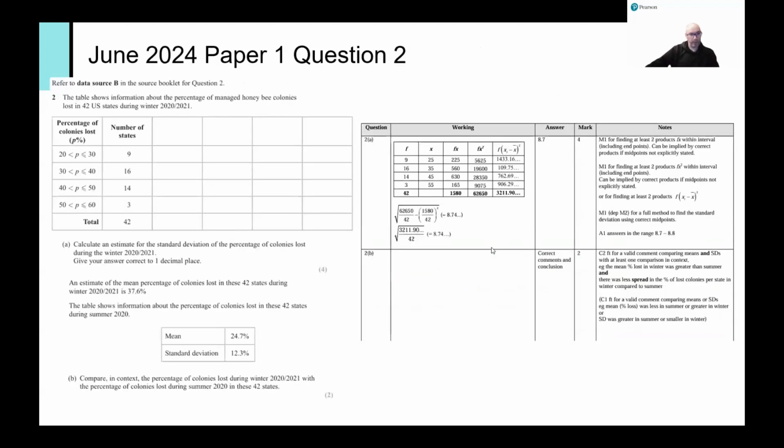Another question from 2024, question 2 from paper 1. They'll be given a table to complete to work out the standard deviation. We've got to compare, again in context, the percentage of colonies lost during the winter 2020-2021 with the percentage of colonies lost during the summer 2020 in those 42 states. So again, a contextual response is required.